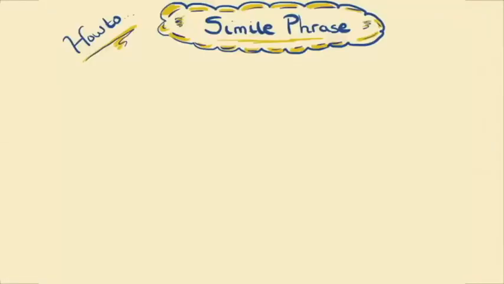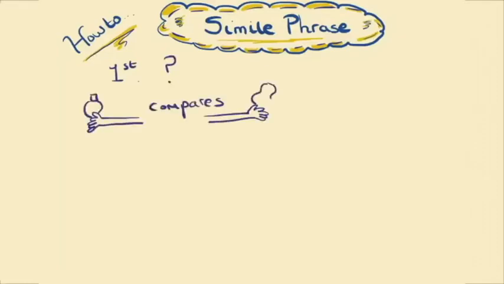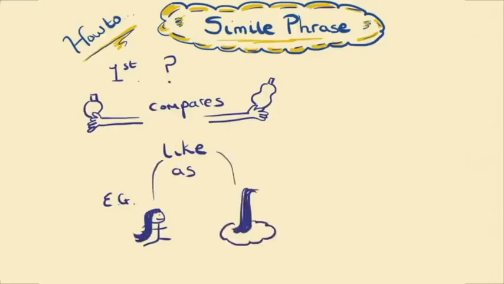So today everyone, we're learning how to use a simile phrase. First things first, what is a simile? A simile compares one thing to another, usually using the words like or as. For example, the girl's hair cascaded down her back, like a waterfall. Or, the boy ran as fast as a cheetah.